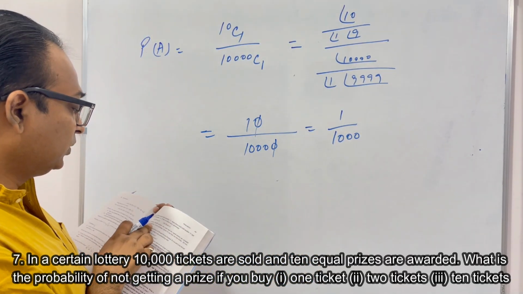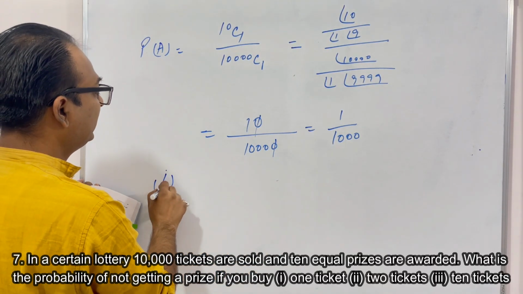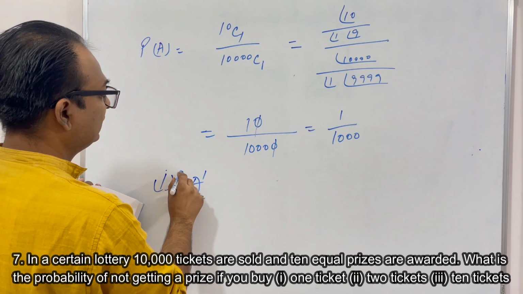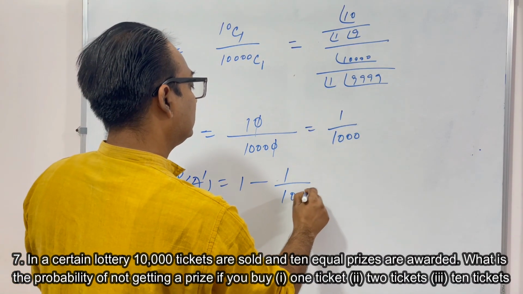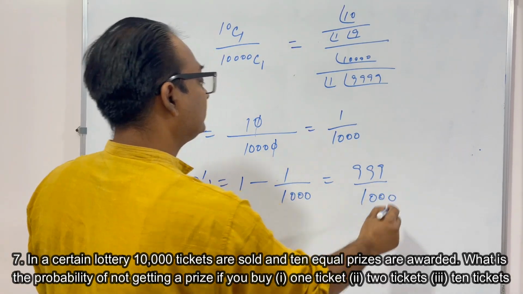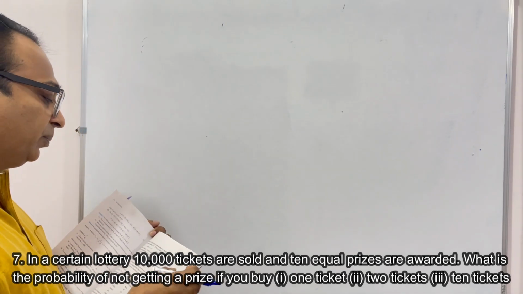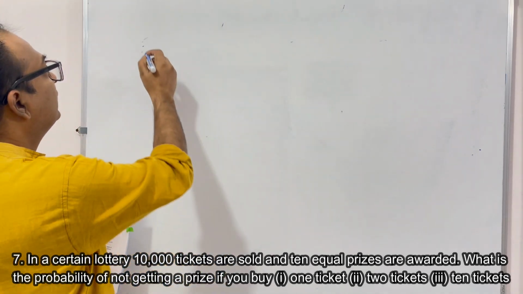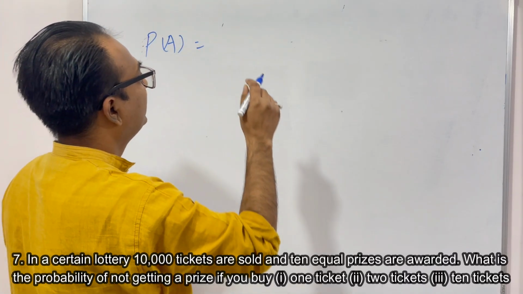So the probability of getting a prize with that ticket is 1 by 1000. The question is, what is the probability of not getting a prize? The probability of A bar will be 1 minus 1 by 1000, so this is 999 by 1000. Okay. Second is, if you buy 2 tickets, let's first find the probability of getting.